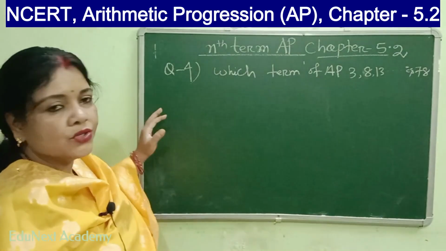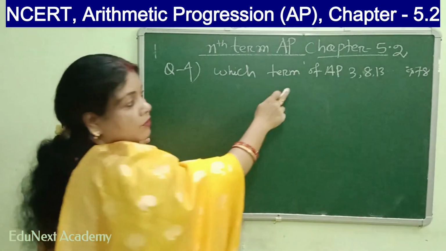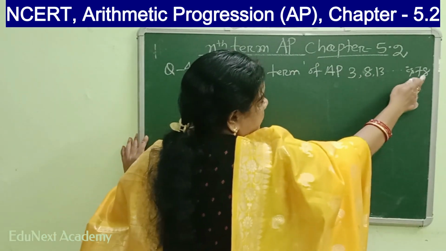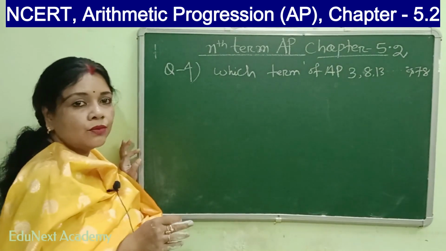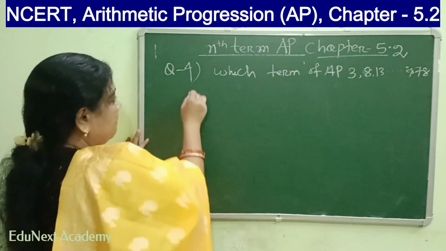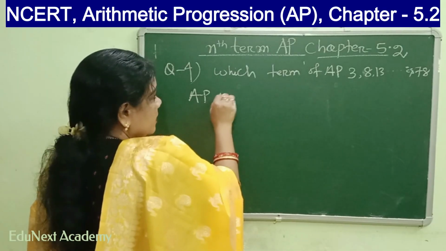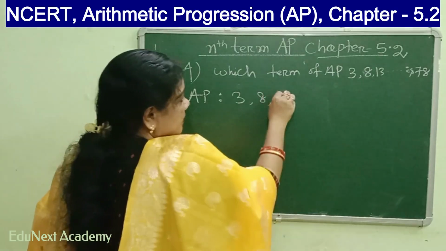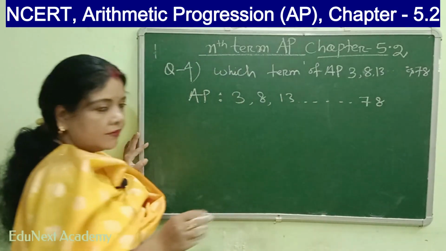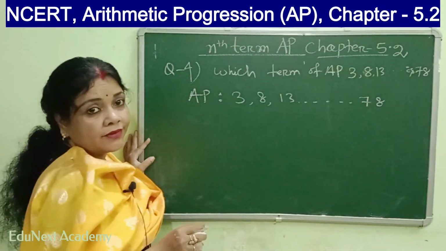Now let us solve question number 4 from chapter 5.2. It is given: which term of the AP 3, 8, 13, up to 78, means at which term you will get 78. So the AP sequence is given as 3, 8, 13, up to 78. We have to find out at which term we are getting this 78. We have to find out n.